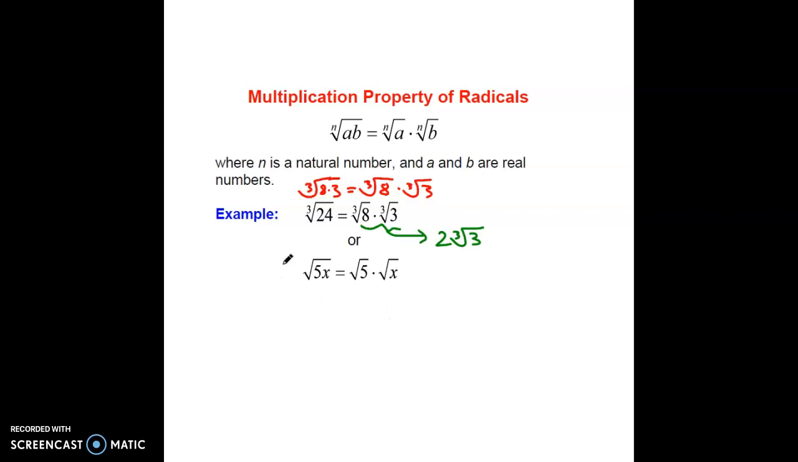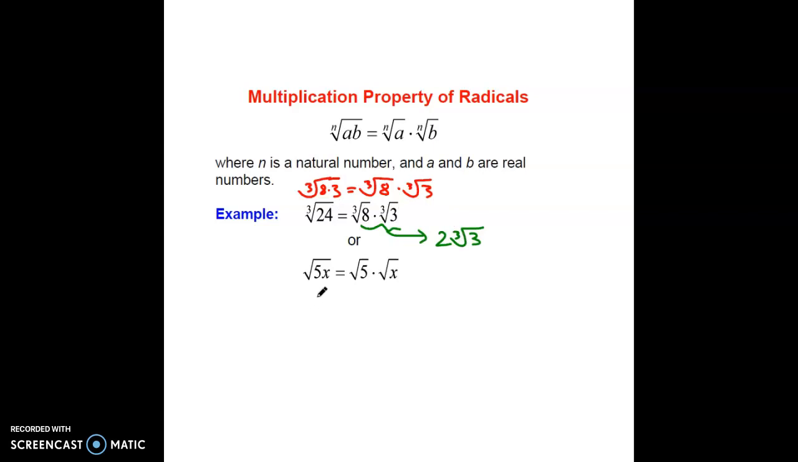So here's just an example. We're looking at the cube root of 24. Inside that root is 8 times 3. Okay, and we split it up by saying that is equivalent to the cube root of 8 times the cube root of 3. Do you see how it's this 8 split times the 3 split?